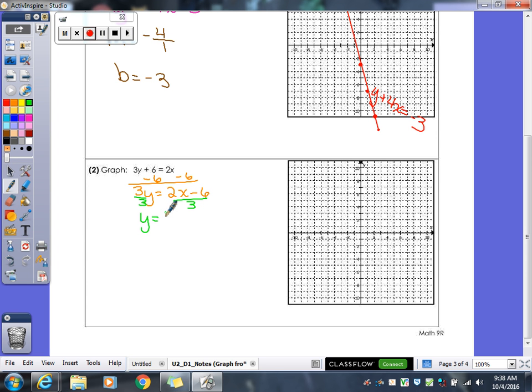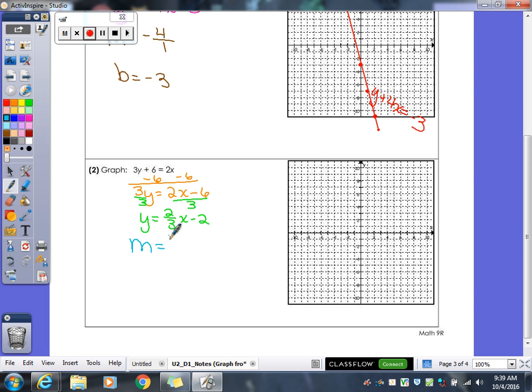Now I can't actually divide 2 by 3, so I'm going to leave it as the fraction 2/3. So that gives me 2/3 x. And then I can divide 6 by 3, so I'm going to do that. So it gives me a minus 2. When you're going to graph these things, you got to separate them like that.